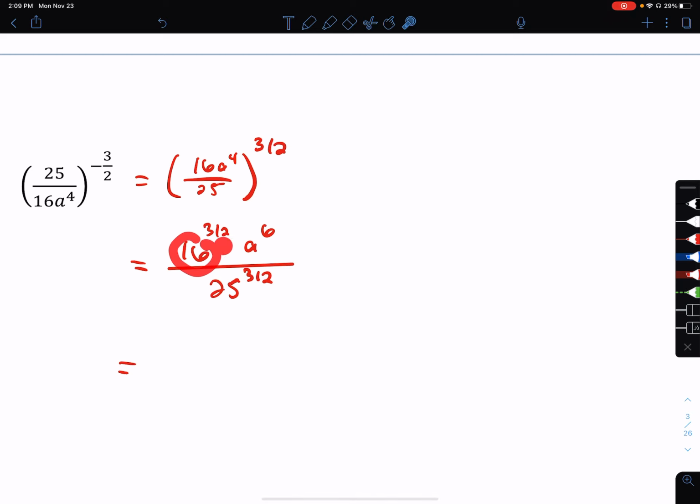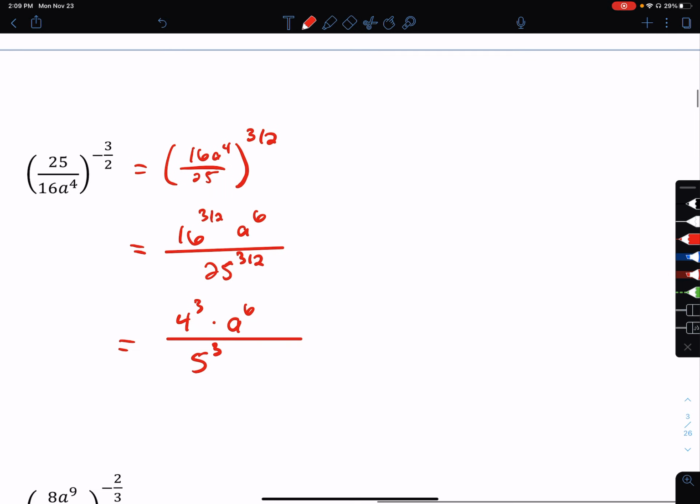So 16 to the 1/2, so ignore the 3 for now. So the square root of 16 is 4. So it's going to be 4 cubed over 8 times 8 to the 6th. 25 to the 1/2, in other words, the square root of 25 is 5. We haven't used the numerator 3 yet. And then from here, 4 times 4 is, did I screw something up here? No. 4 times 4 is 16, times 4 more is 64. 5 times 5 is 25, times 5 more is 125.